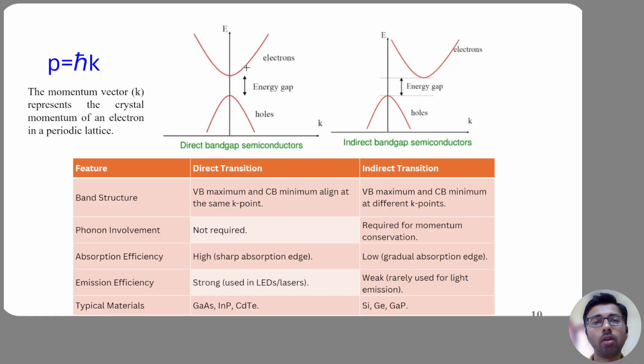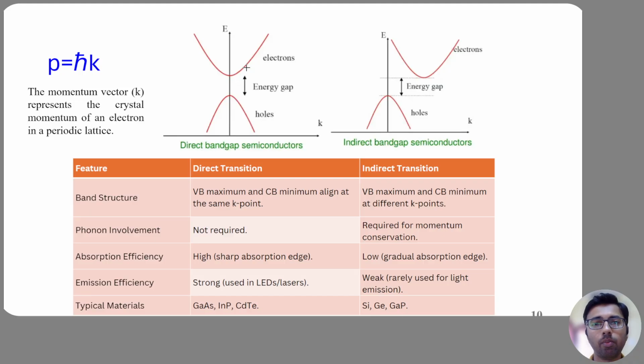Now let us contrast these with an indirect bandgap semiconductor. In this case, the valence band maximum and conduction band minimum occur at different K points. An electron cannot simply move upward by absorbing a photon alone. There is no available state at the same momentum.